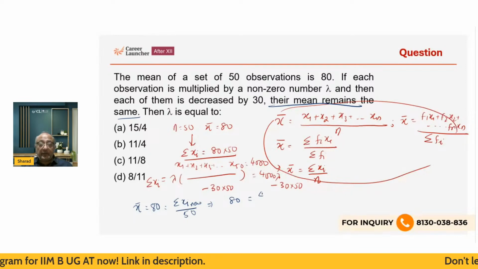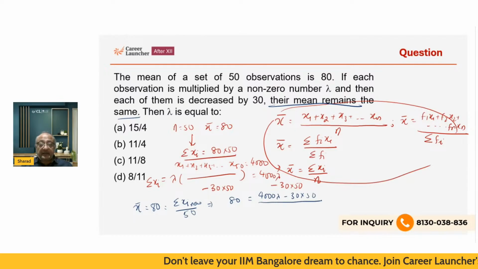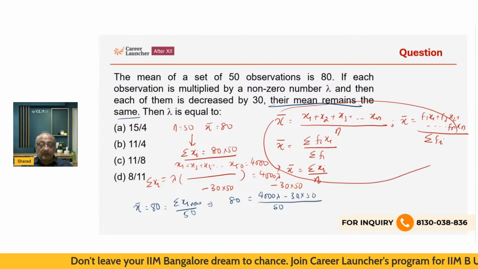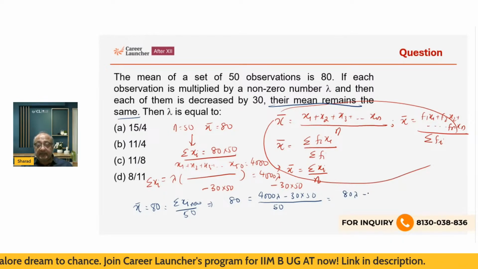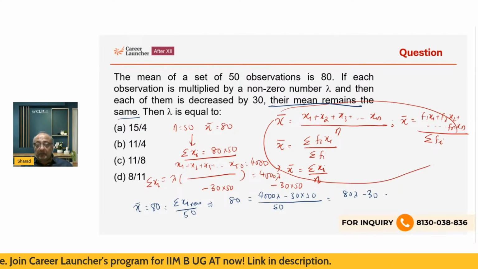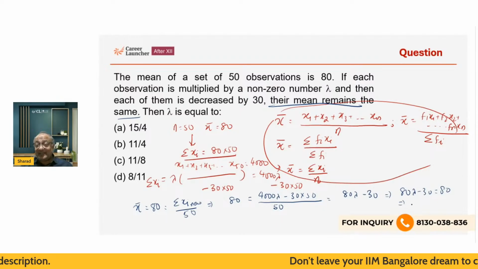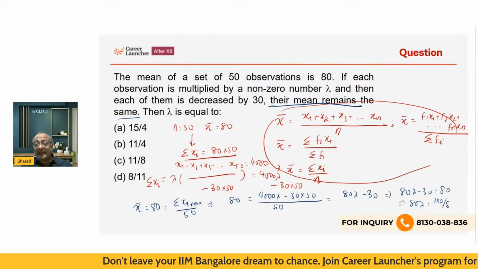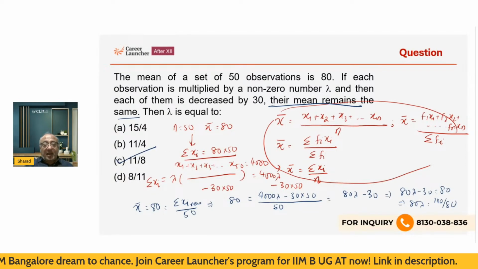The new value of sigma xi is 4000 into lambda minus 30 into 50, and this is divided by 50. So what do we have if we solve it? 80 into lambda minus 30. So 80 lambda minus 30 is equal to 80. Wow, I have got my answer. 80 lambda is equal to 110, so lambda is 110 by 80, which is nothing but 11 by 8. It is so simple. Understood?